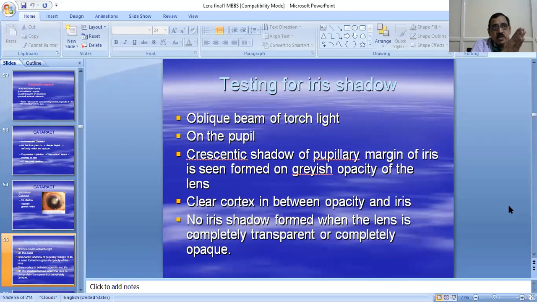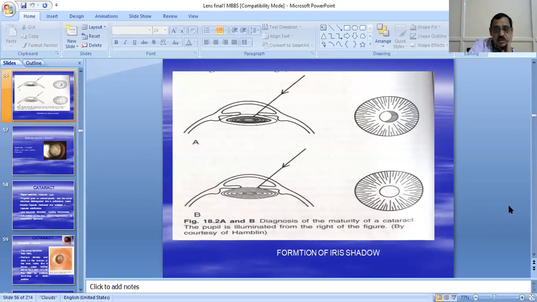In case the patient doesn't have any opacity, with a completely transparent lens, or when the lens is completely opacified, the iris shadow will not form. So this is the diagrammatic representation of the iris shadow testing. This is how the light is focused, and you see a crescent shadow of the pupillary margin onto the anterior capsule of the lens or the opacity of the lens. Okay.